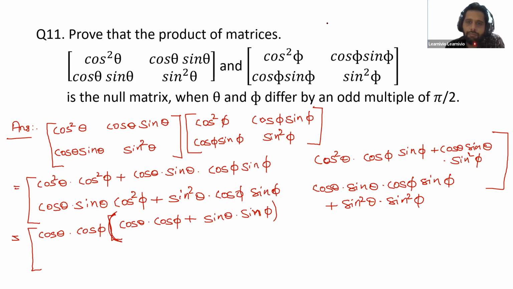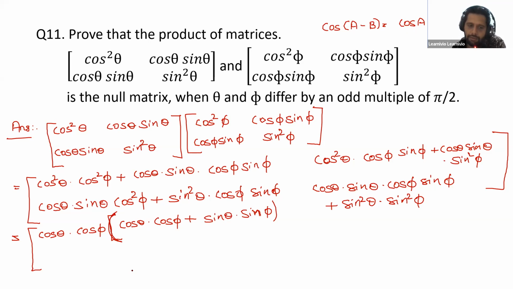I will write the formula here, but you all need to complete this question. Cos(A minus B) is cos A cos B plus sin A sin B. This is the formula. So if we check this one, this is cos theta cos phi plus sin theta sin phi.